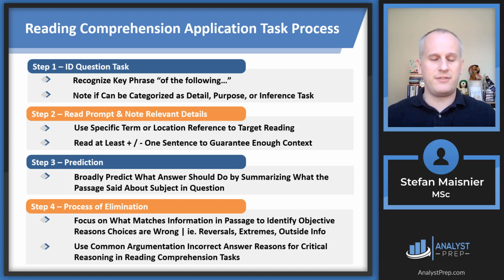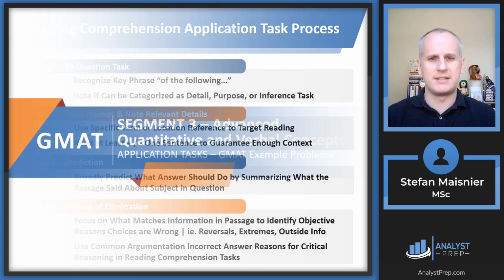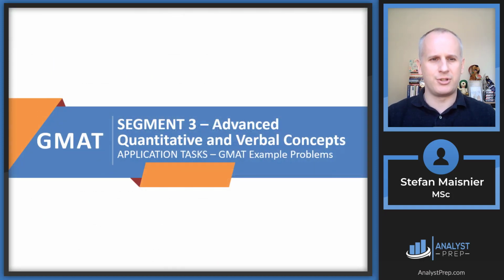And of course, if you're talking about critical reasoning in reading comprehension tasks, you want to use common argumentation in correct answer reasons. So remember things like vague, additional information required, a reversal, things that truly have no impact whether they're true or false when you're considering elimination on critical reasoning tasks in reading comprehension. So that's our approach for one of these rarer and honestly, in most cases, more difficult tasks on the reading comprehension portion of the verbal section.